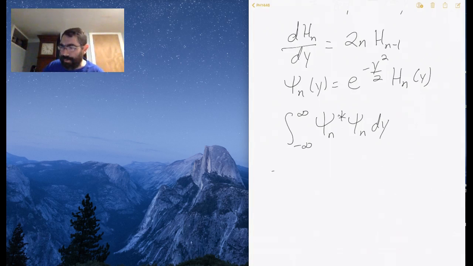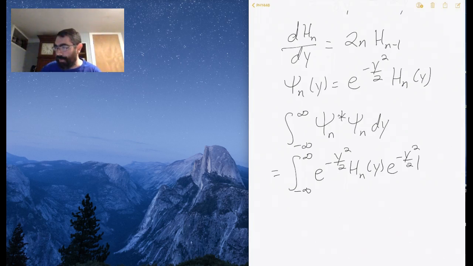And so we can now write this down as the integral from minus infinity to infinity of e to the minus y squared over 2 H n of y, e to the minus y squared over 2, I'm going to call this H n prime of y, dy. And so you notice that the Hermite polynomials are real functions. The e to the minus y squared over 2 is a real function.